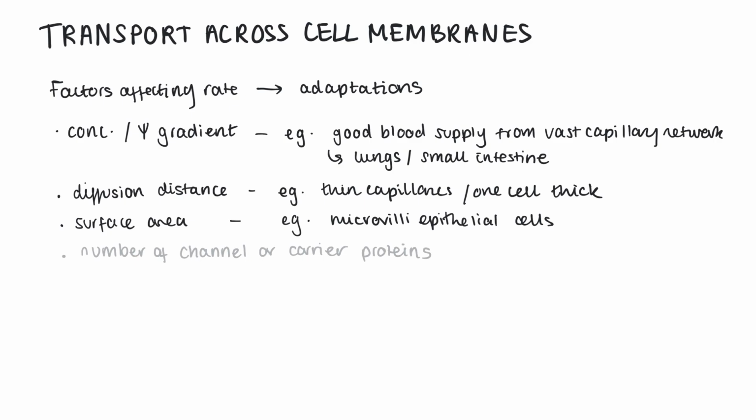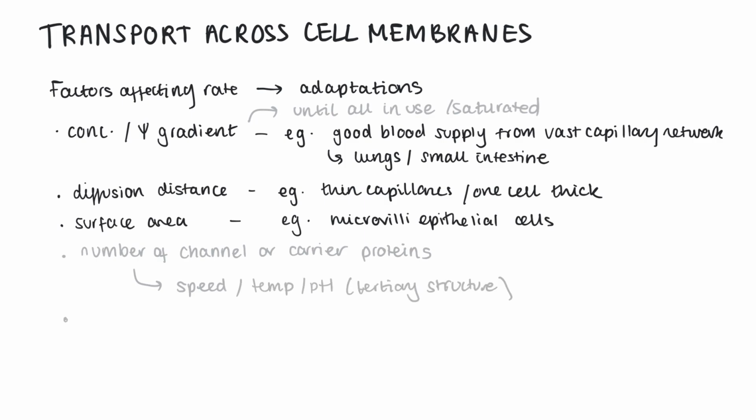say that they're saturated. These types of transport, because they rely on carrier and channel proteins, are also affected by the speed of these proteins, the temperature they're working at, and the pH, because these all affect the tertiary structure. Another thing with active transport is the amount of ATP. ATP is produced by respiration, so the rate of respiration would also therefore affect the rate of this transport.